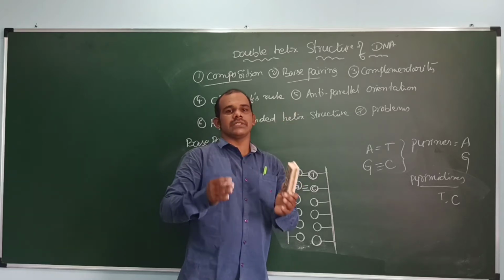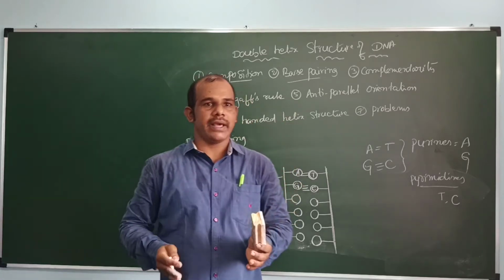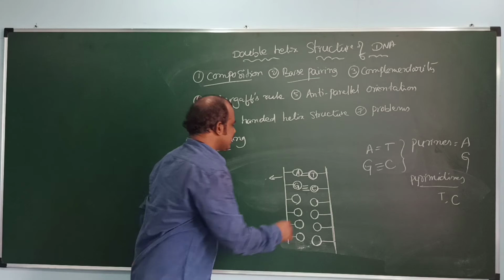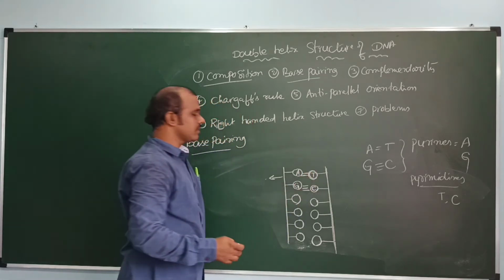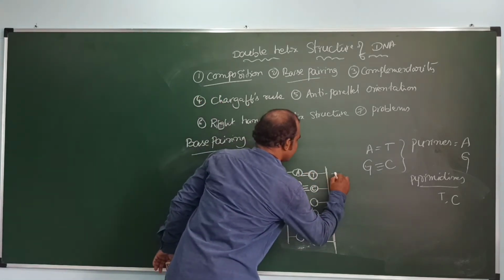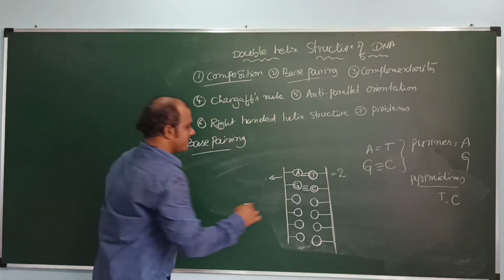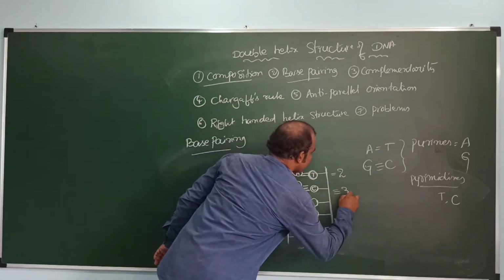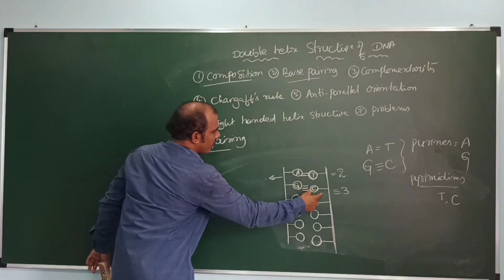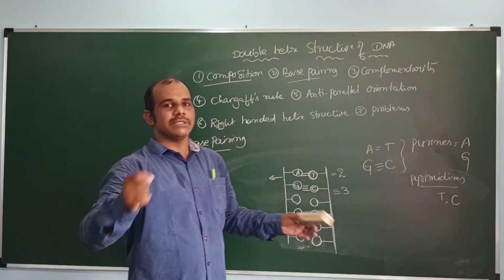Thus, the purines make pairs with pyrimidines through hydrogen bonds. There are two hydrogen bonds between adenine and thymine, and three hydrogen bonds between guanine and cytosine. This is base pairing.